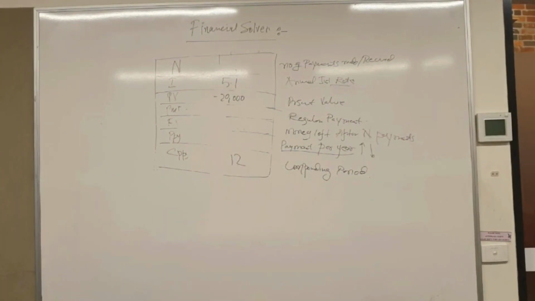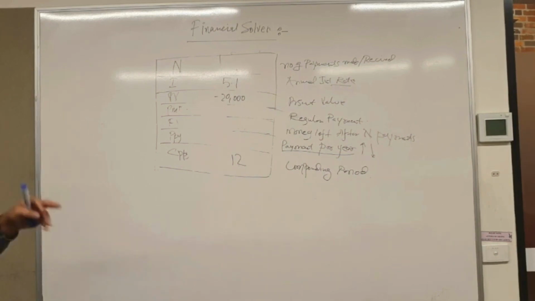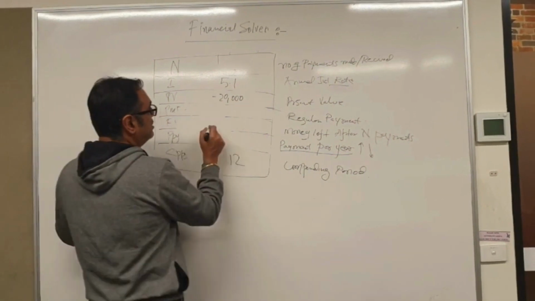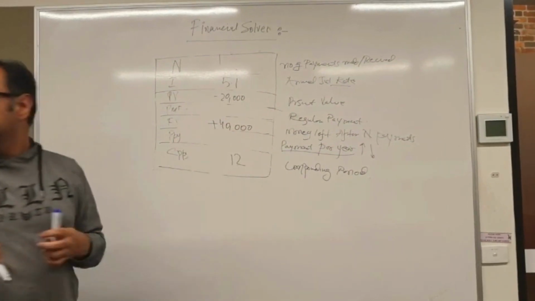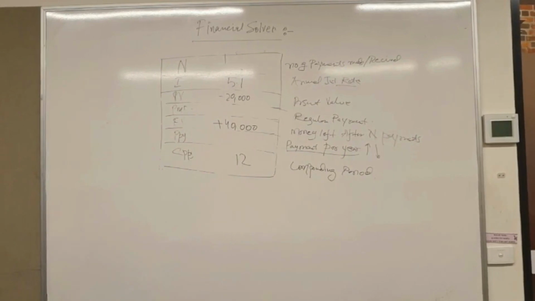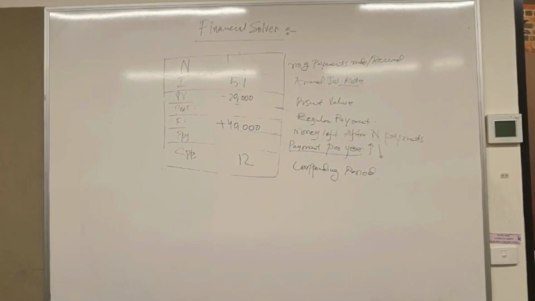It says if Winston wants his investment to be worth 40,000, that means he's talking about his future value to be 40,000. That means positive 40,000, right? In how many years is he talking about?